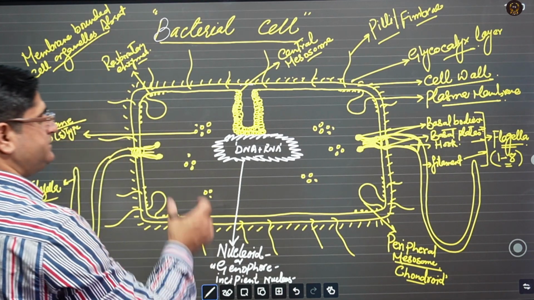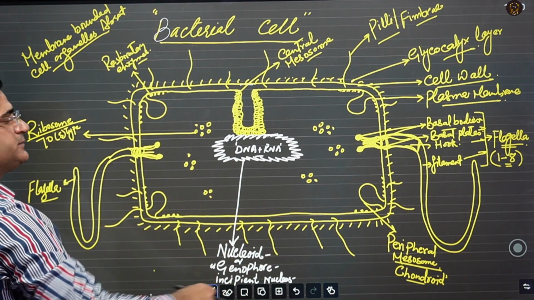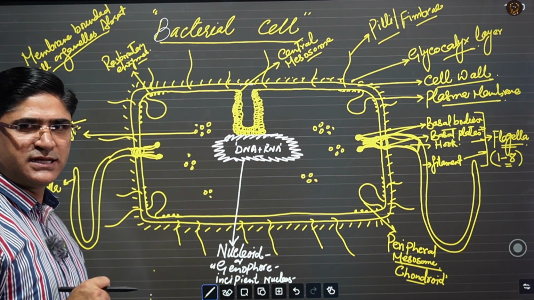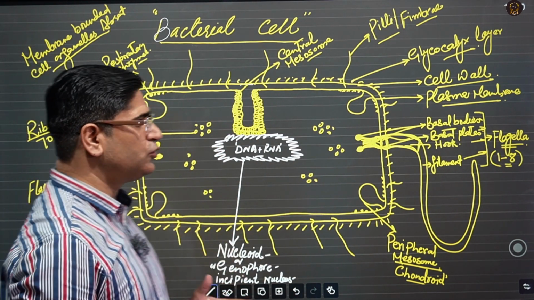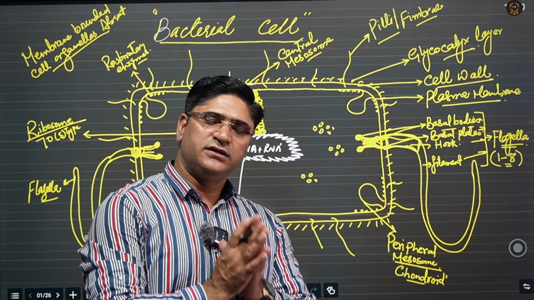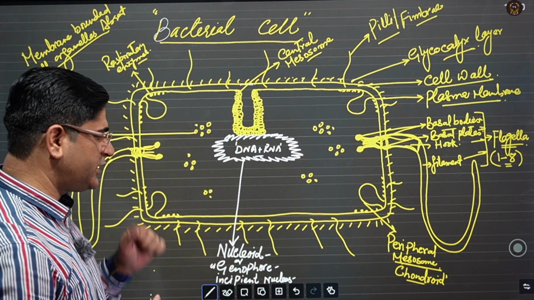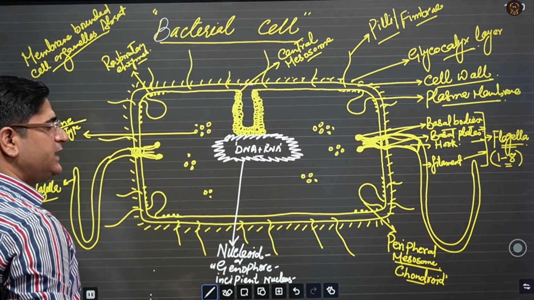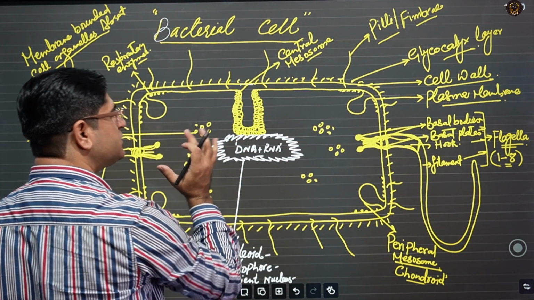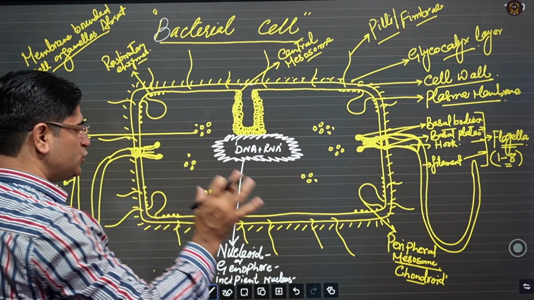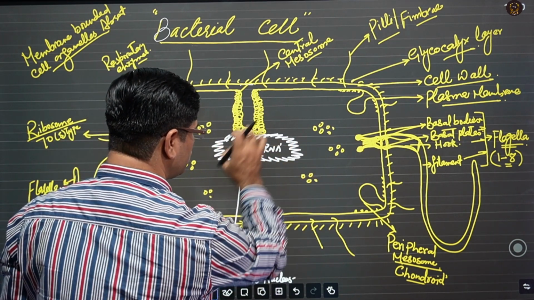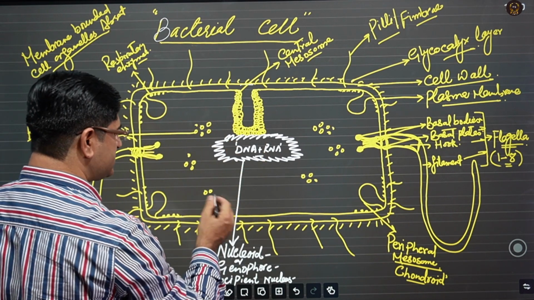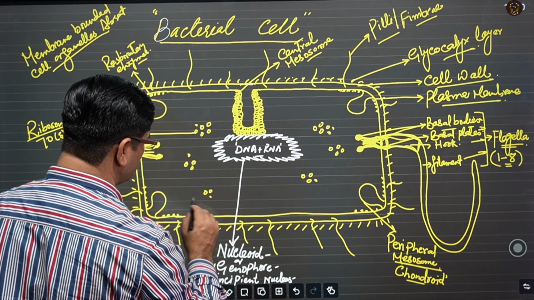Apart from that, the bacteria does not contain any cellular organelle inside, like mitochondria, chloroplast, Golgi body, ER. These are all absent in the bacterial prokaryotic cell except ribosome. Apart from that, the bacteria stores the food material. So the food is going to be stored inside the cytoplasmic region in different bodies.